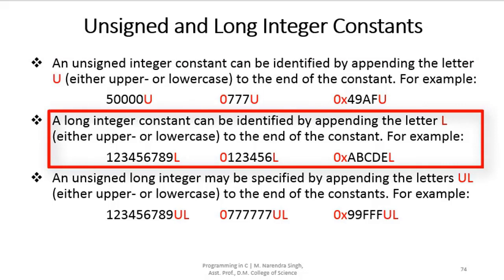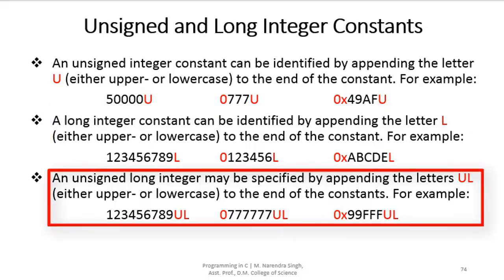A long integer constant can be identified by appending the letter L, either in uppercase or lowercase, to the end of the constant. For example, L is appended to the decimal integer constant 123456789 to indicate that it is a long decimal integer constant. Similarly, L is appended to the octal integer constant 123456 to indicate that it is a long octal integer constant. Similarly, L is appended to hexadecimal integer constant ABCDE to indicate that it is a long hexadecimal integer constant.